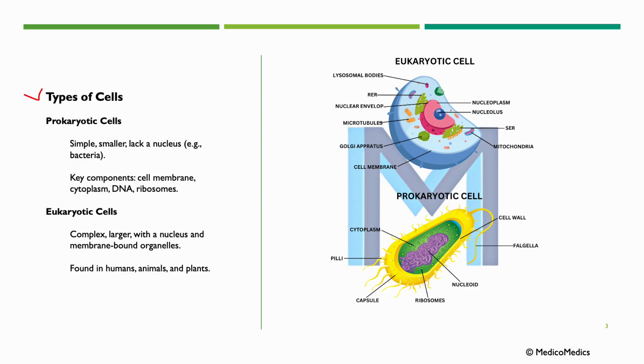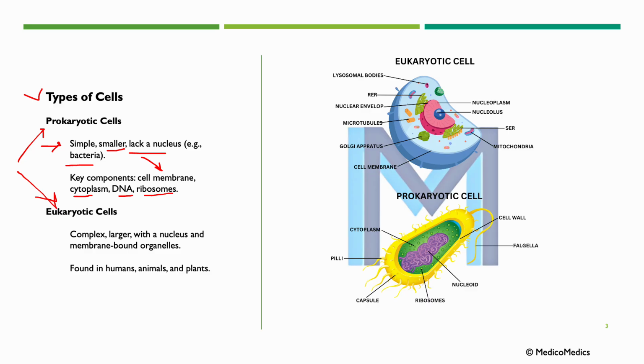Now, when we talk about types of cells, like we mentioned in the overview in Chapter 1, we talk about prokaryotic cells and eukaryotic cells. And if you remember, prokaryotic cells were more simple, smaller, and they lack a nucleus. An example of a prokaryotic cell is bacteria. Now, the key components of prokaryotic cells are the cell membrane, cytoplasm, DNA, and ribosomes.